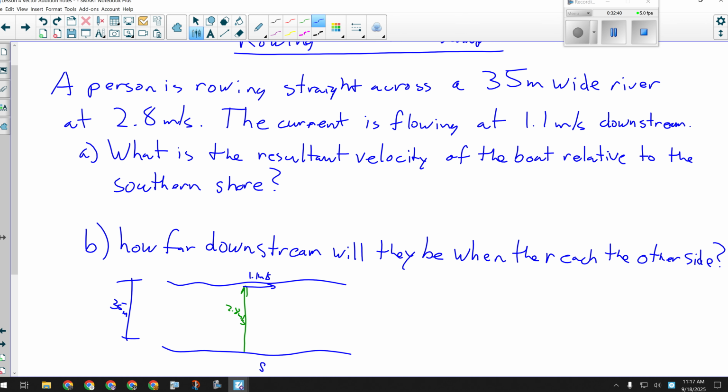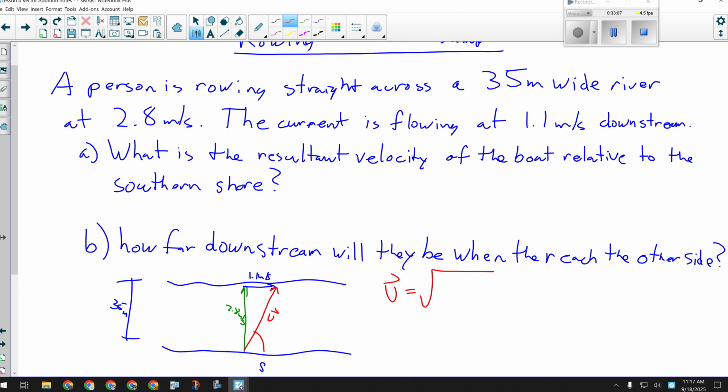I would say this is probably the southern shore, right? So our resultant is going to be this, but I'm looking for that angle relative to the southern shore. If I really wanted to do that, all I have to do is flip this triangle over and I can find that one directly, or I can find this one and go 90 minus. Either way will work. But first, let's get the magnitude of that velocity.